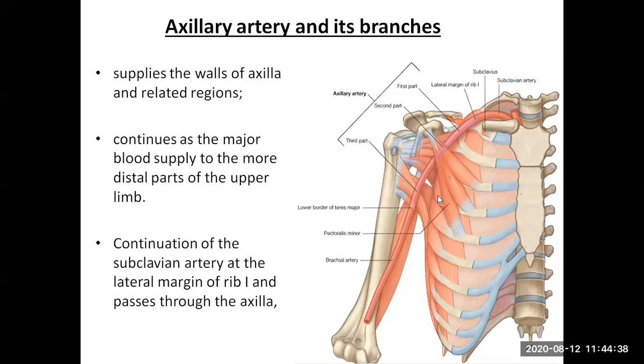This axillary artery is the continuation of the subclavian artery. And below, when it leaves the axilla, it continues as the brachial artery. Okay.